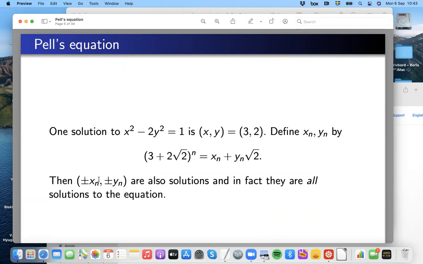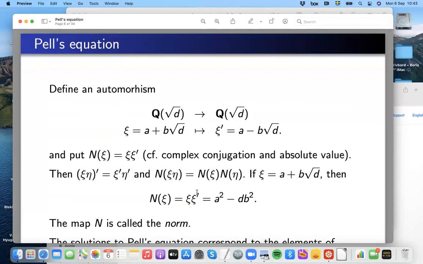And in fact, if we look at all those things with plus minus signs, we'll get all the solutions of this equation. So we have infinitely many solutions, but they are very structured. They are kind of in the form of Z mod 2 times Z. So up to these sign things, they are labeled by this power n. And that's what we're going to eventually discuss later.